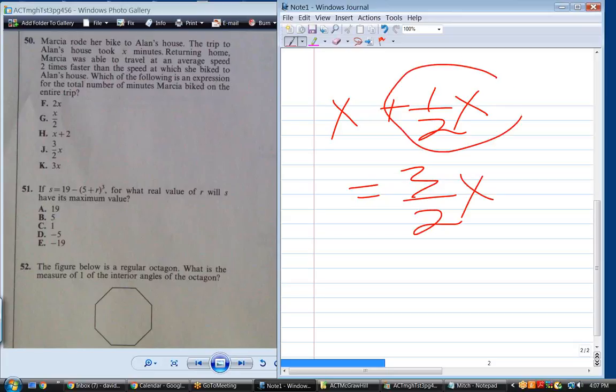The only difficult part is coming up with that, and that's not that difficult. If she rode twice as fast, clearly she's going to get there in half the time. I didn't read the very last part of the entire trip. Right.